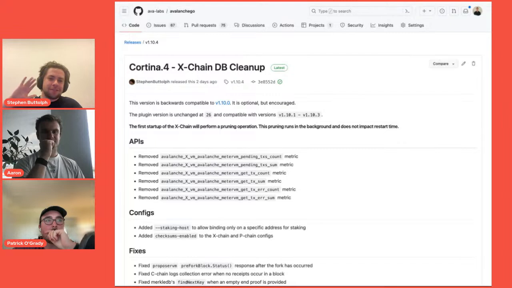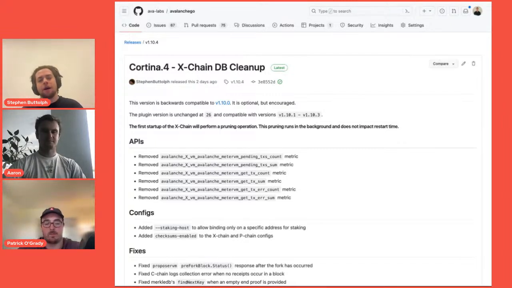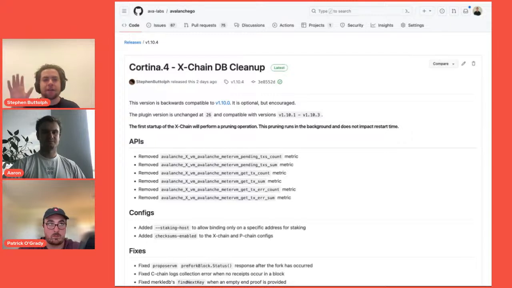So the namesake of the release is the Exchange DB cleanup. The Exchange, of course, before Cortina was a DAG. So there was a whole lot of stuff that needed to be persisted on disk specific to DAG-related consensus, specifically transaction statuses and various UTXO things. So all of that stuff can get deleted now to clean up some of the database indexes, but also to free up some space on disk.